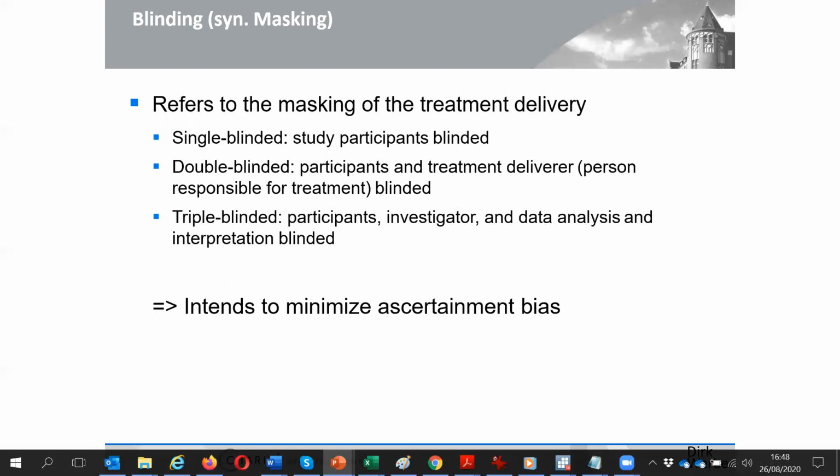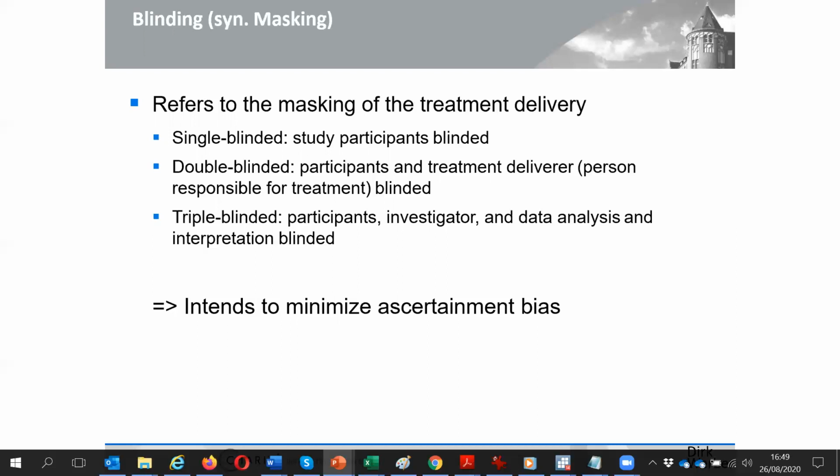Then blinding. Blinding refers to the masking of the treatment delivered. In a single blind, the study participants don't know what they are getting. In a double blind, the participants and the people who are giving the treatment, maybe the doctor, are also blinded. They don't know what they are giving, whether the interventional or the non-interventional.